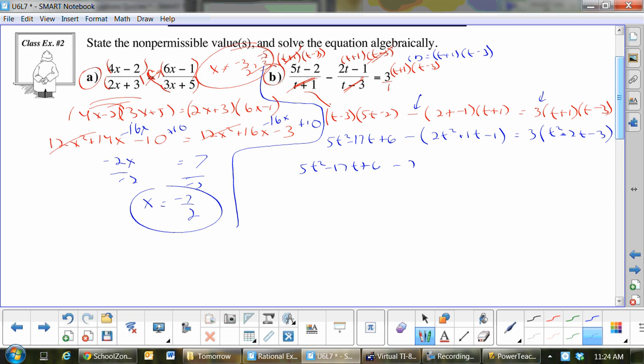Now this is going to be minus 2t squared minus t plus 1 equals 3t squared minus 2t, 6t I should say, minus 9. Okay, on the left side, let's just get everybody together. Well, I've got 5t squared minus 2t squared is 3t squared. And then minus 17t minus 1t, minus 18t. And then 6 plus 1 is plus 7.